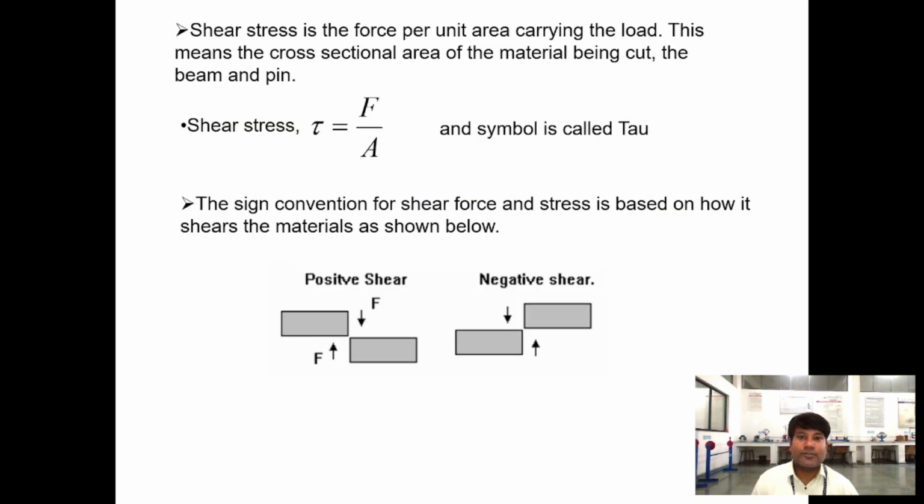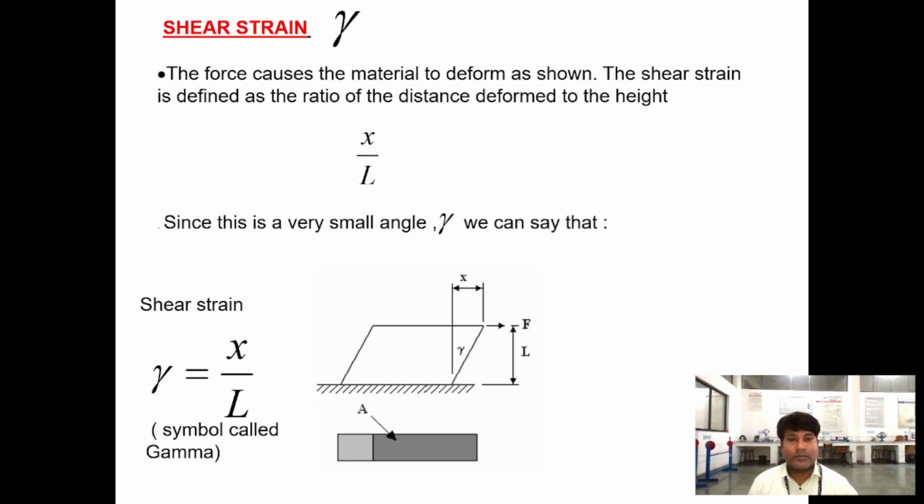Shear stress is force per unit area carrying the load. This means the cross sectional area of the material being cut. For the beam, shear stress is also force upon area, and the symbol is called tau. The sign convention of the shear stress and shear forces is based on how it shears the material. Positive shear force is upward on one side and downward on the other. This is the positive shear stress. If this is up and down, the negative shear stress is just the reverse of it.